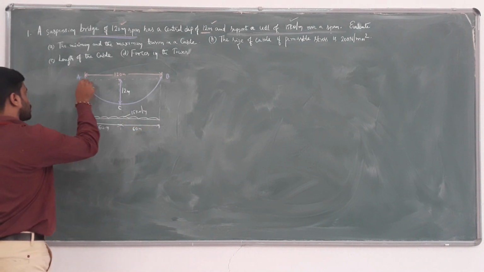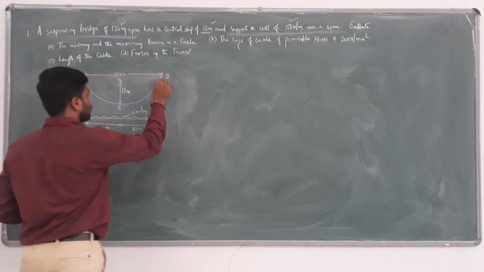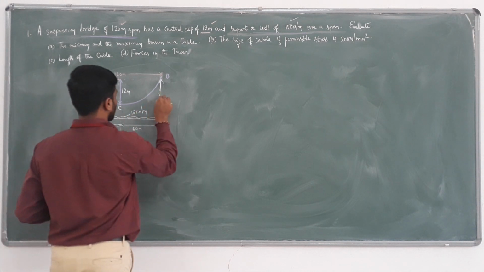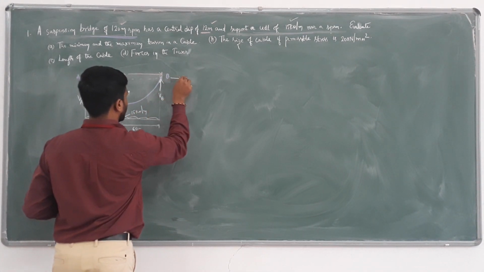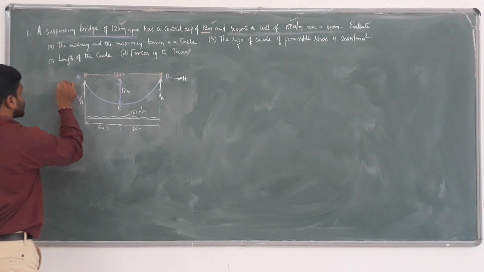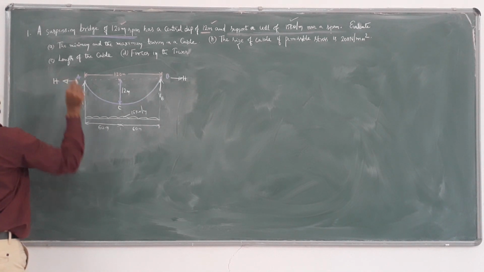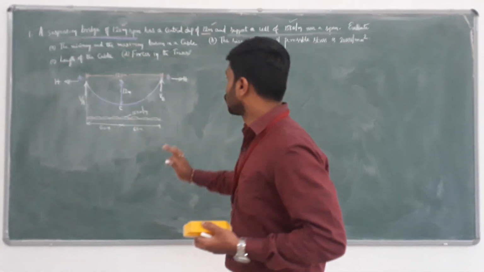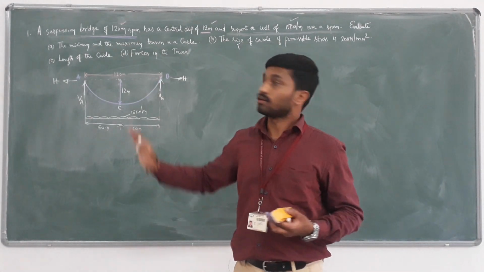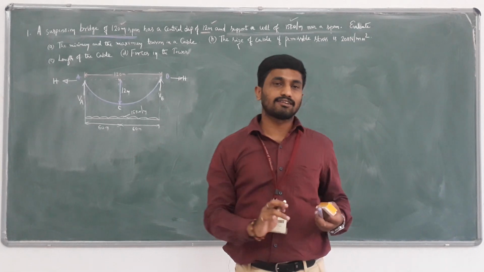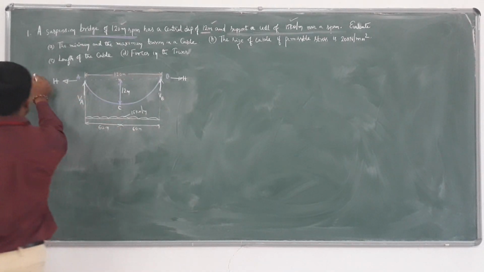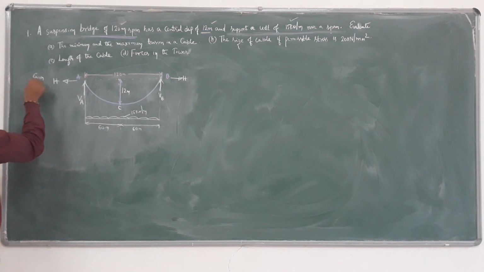Clear? At supports A and B we have external support reactions VA, VB, and horizontal reactions also develop at the ends. Because of symmetry, the H values are the same. So this is the given data, depending on which we constructed the suspension bridge. Now, what is it asking to determine?